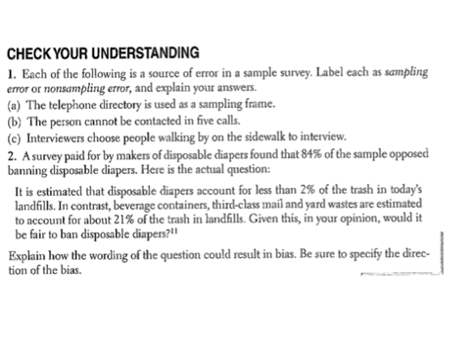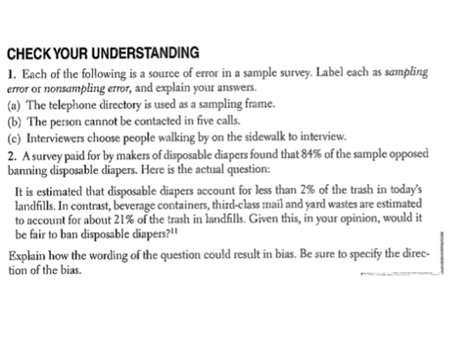So check your understanding. Remember, you're going to answer this question that shows up after I read the example. So it says, each of the following is a source of error in the sample survey. Label each as sampling error or non-sampling error and explain your answers. So the first one is the telephone directory is used as a sampling frame. So when we talk about a sampling frame, this means that these are the people that you plan to survey.